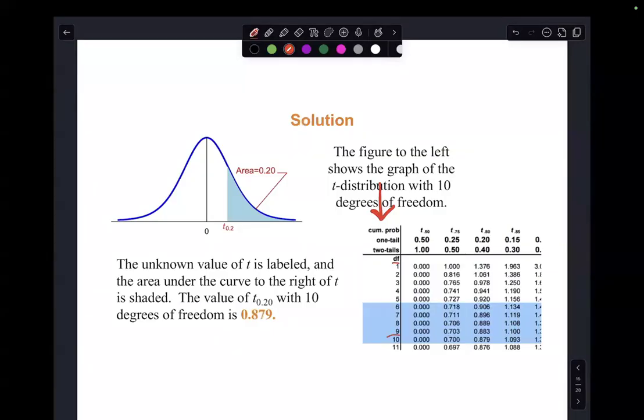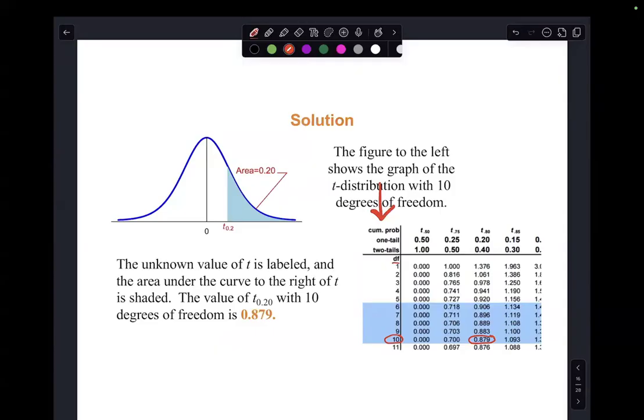So here's my sample size, 10, and we're looking for 0.2. So we're looking at one tail, because this is one tail of our curve. So I'm looking at 0.2. So look right here. With 10 degrees of freedom, my t value is 0.879.